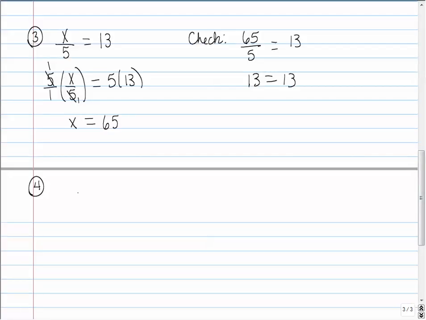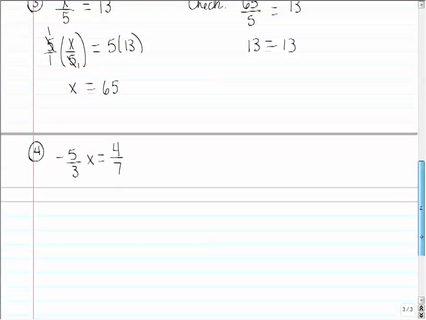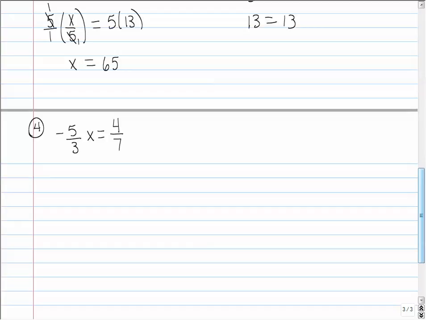Okay, if you have one like this, negative 5/3 x equals 4/7. This is kind of like that first example that we did. You want to get rid of that fraction that's in front of x, that's multiplied by x. So to get rid of a fraction in front of x that's multiplied by x, you're going to multiply each side by the reciprocal of that fraction. So we're going to multiply each side by negative 3/5.